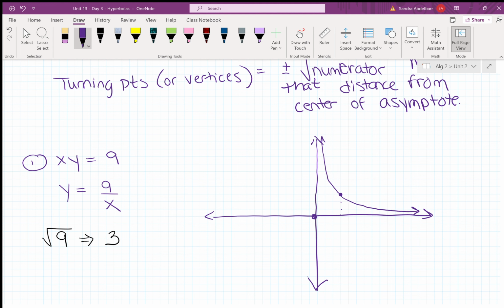So that's my turning point for my curve. But now I knew I was going to be in quadrants 1 and 3. So now what am I going to do? I'm not going to move 3 to the right and 3 up anymore. Now I'm going to move 3 to the left and 3 down to be in my third quadrant. That's why I put the plus or minus, so do it in the positive direction, do it in the negative direction. So then we're 1, 2, 3 to the left and 1, 2, 3 down. And it just looks something like that.